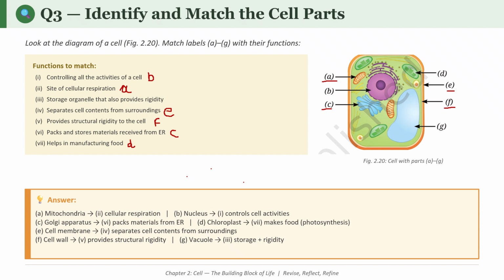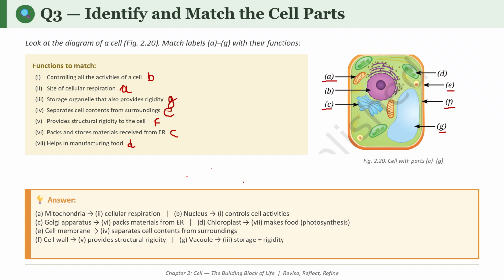And then G. G is here. This is a big one which is present in the plant cell. What is this? Vacuole. So what is the function of the vacuole? It gives storage. We can store starch, oil, waste, everything in the vacuole. This one is the remaining one: a storage organelle that also provides rigidity. So this is the answer. So G.